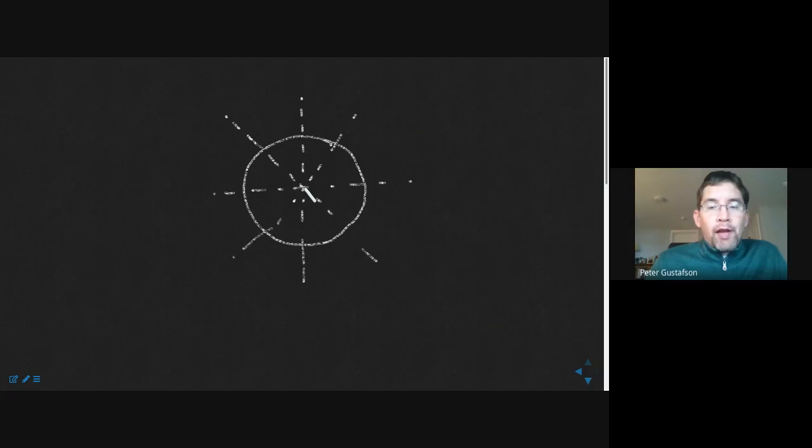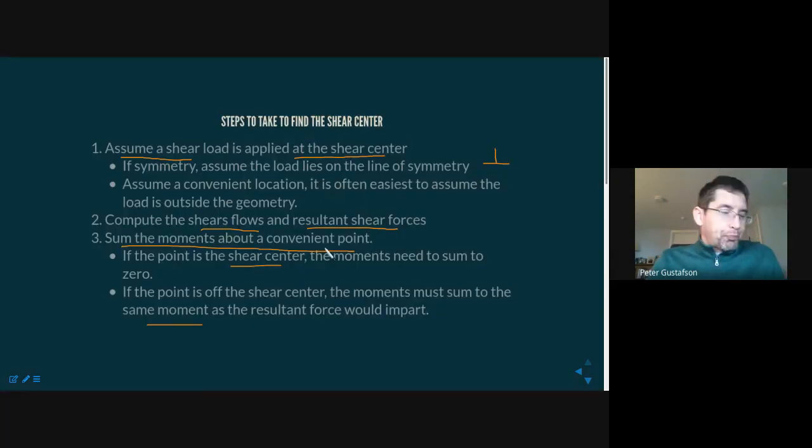If there's more than one line of symmetry, then the 2 lines themselves, where they intersect, is by definition going to be the shear center, because the shear center has to lie on a line of symmetry. Therefore, if there's more than one, the intersection is the shear center. So great question, Tyler. Thanks for asking. It brings up a good point.